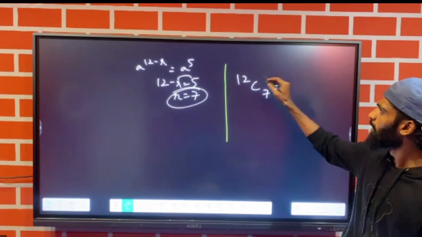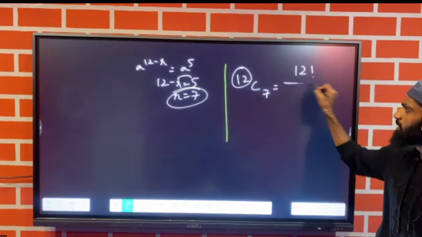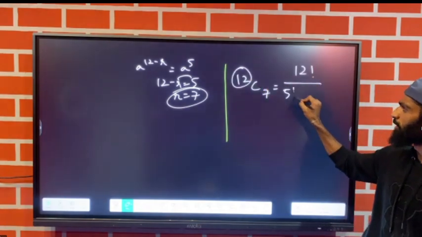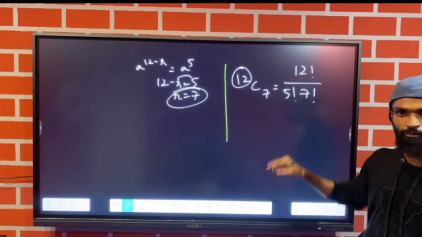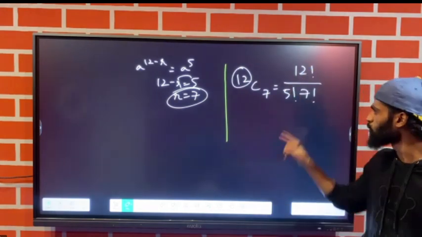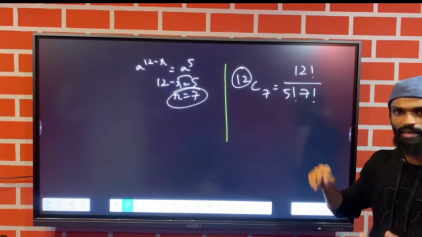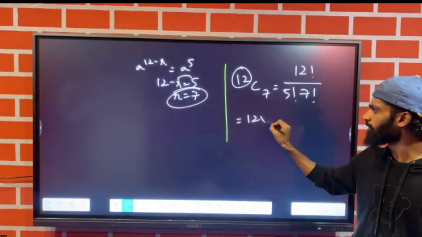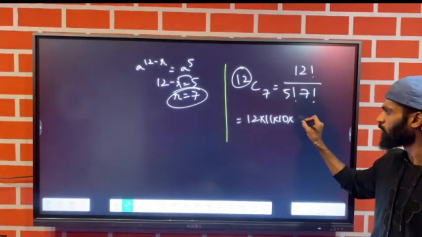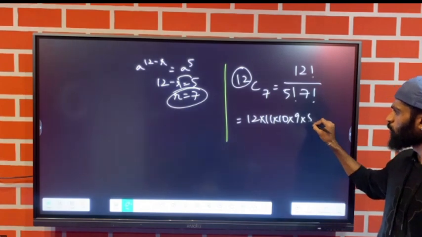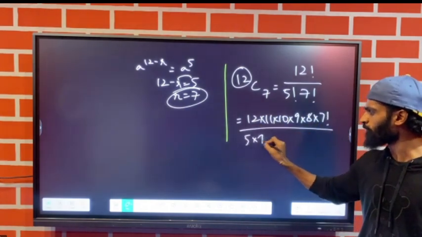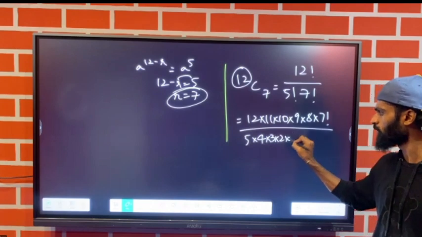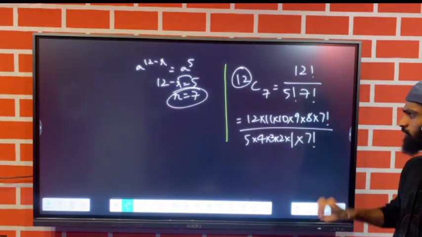12C7 is equal to 12 factorial over (12 minus 7) factorial, which is 5 factorial into 7 factorial. You will start solving 12 factorial not up to 1 but up to 7. Why? Because it can get cancelled. So 12 into 11 into 10 into 9 into 8 into 7 factorial divided by 5 into 4 into 3 into 2 into 1 into 7 factorial again.